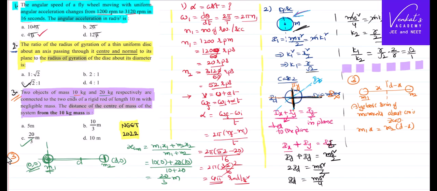m1 is given as 10, x I have to find out, m2 is given as 20, d minus x is 10 minus x. So 10x equals 200 minus 20x, 30x equals 200, x equals 200 by 30 or 20 by 3, the same answer, you can get that way also. So these are the three very simple questions given in system of particles, rotatory motion and center of mass in NEET 2022.